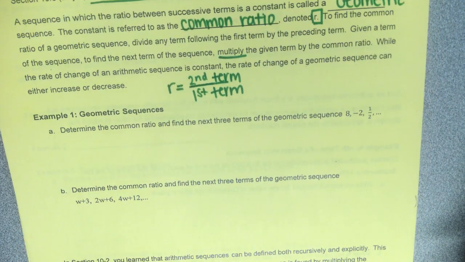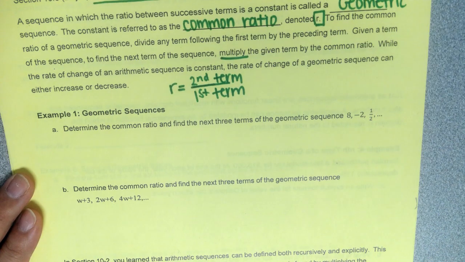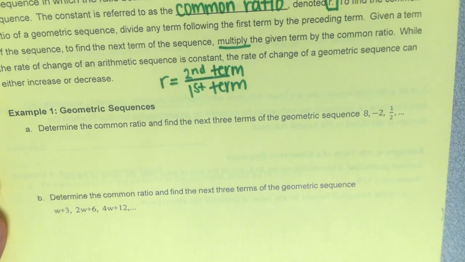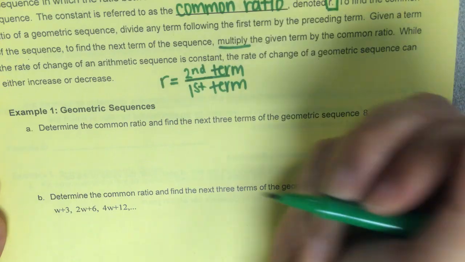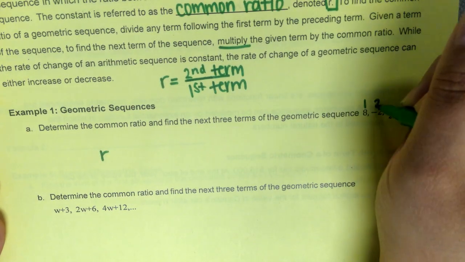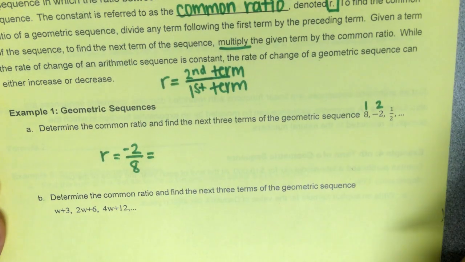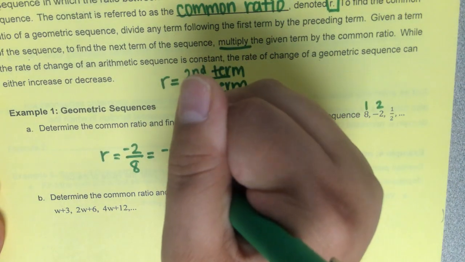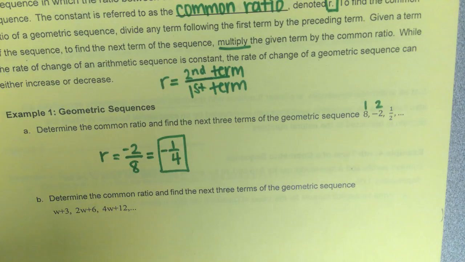Here's question number 1 and question 2 on your quiz Monday. Determine the common ratio and find the next 3 terms of the geometric sequence. What do I do first here? Divide. What am I going to divide? I'm going to do my second term over my first term. So negative 2 divided by 8. What is negative 2 divided by 8? Negative 1 over 4. That is my common ratio. Thank you so much. Okay.